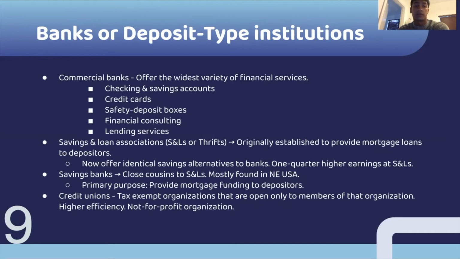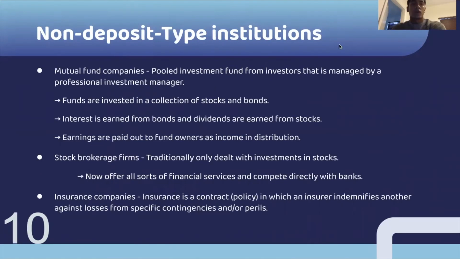And lastly, we have credit unions. These are nonprofit organizations that are open only to members. For example, it could be members of a church or a university or trade unions and things like that. And how it works is that at the end of the term, only the members from that organization are given dividends from the investments.